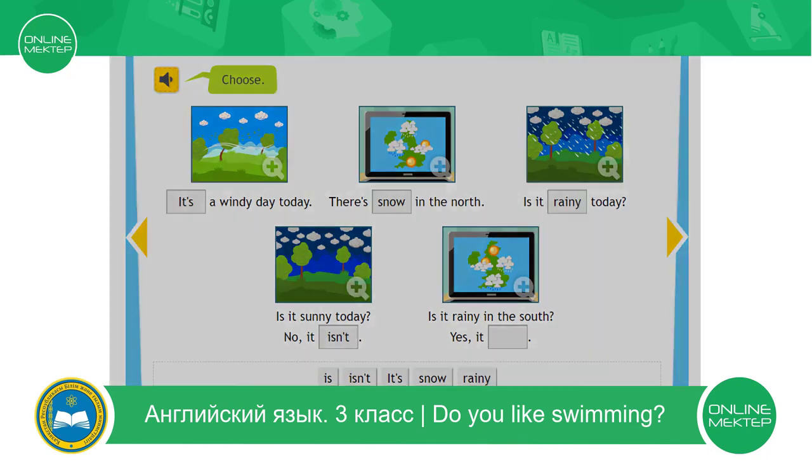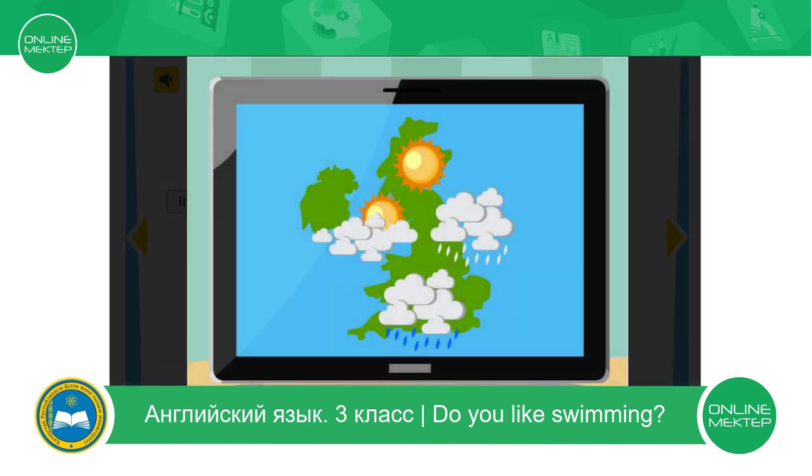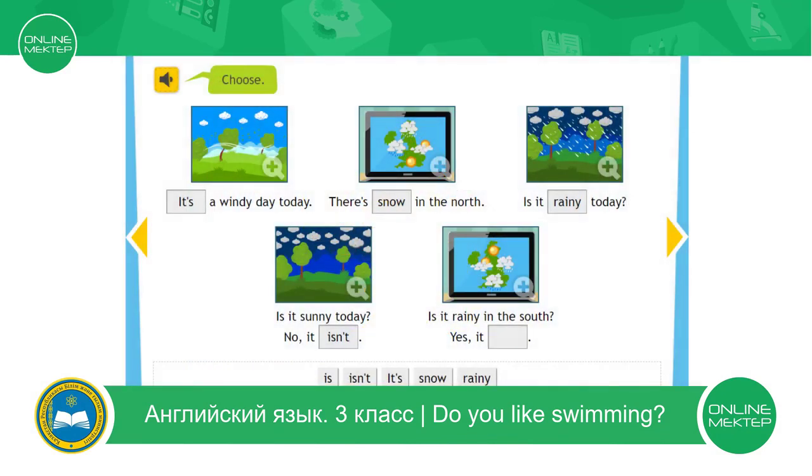The next one. Look at the picture. What's the weather like today? Good job. Is it rainy in the south? Yes, it is. Now, listen and repeat. It is a windy day today. There is snow in the north. Is it rainy today? Is it sunny today? No, it isn't. Is it rainy in the south? Yes, it is. Well done.